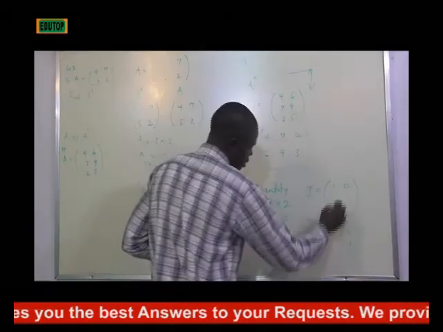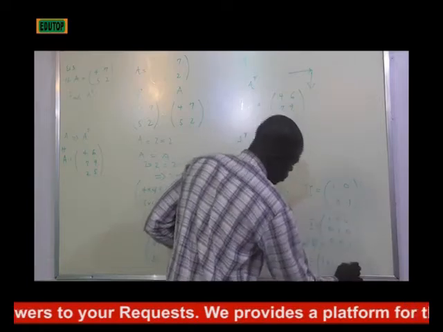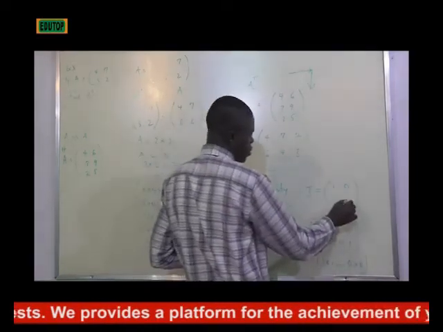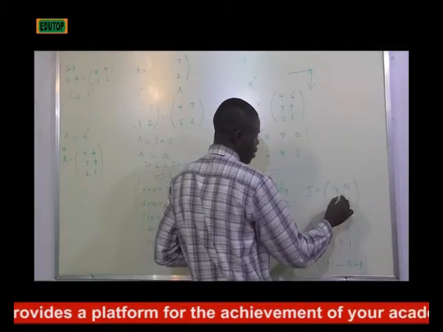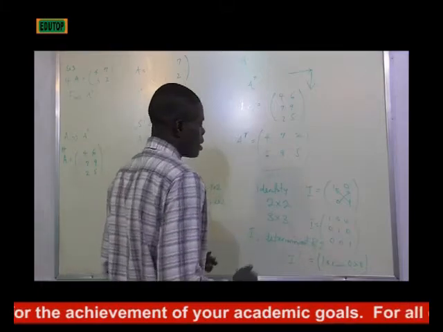it as 1 times 1 minus 0 times 0. So how do you calculate the determinant of this? Multiply this by this, then subtract from it this multiplied by this, and that is how to determine the determinant.